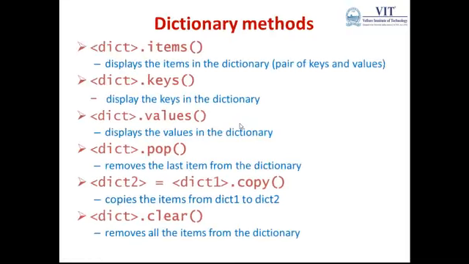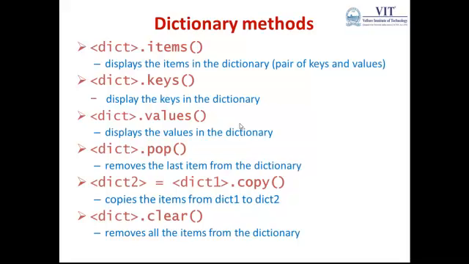So now we come to some of the overall general dictionary methods. Look at the first syntax: dictionary name dot items, which brings you both the key and value pair. Simply it displays both key and value pairs. If you want to display only the keys, you can use dictionary name dot keys. If you want to print only the values, you can use dict dot values. And if you want to remove a particular item, the last item, you can use pop, simply for deletion, removing.